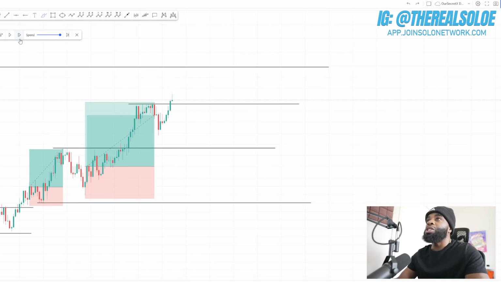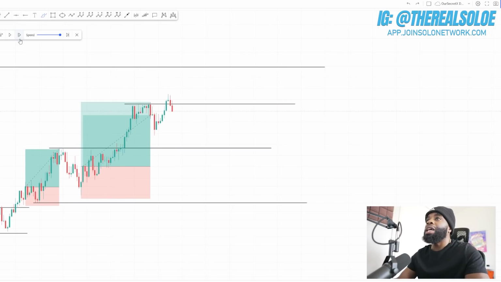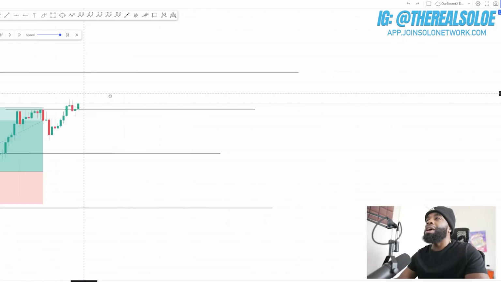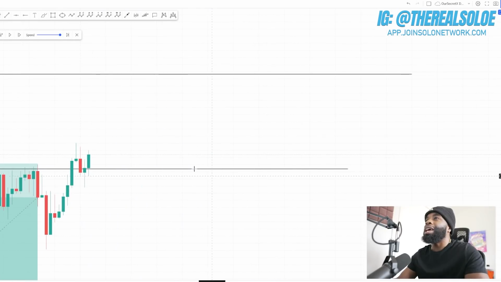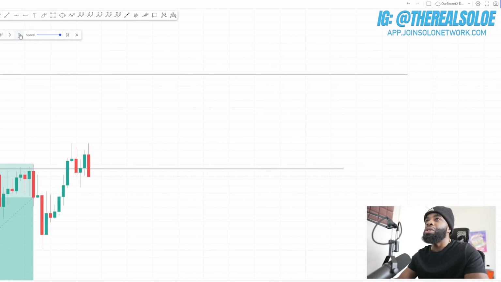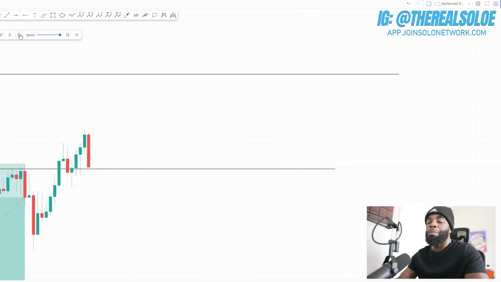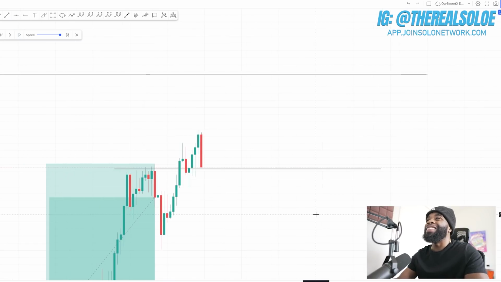So since we broke structure, now I'm waiting on a pullback. It looks like we might not get that pullback that I essentially want to see. This move right here is not what I like to see as far as the candle. Equal wick top, equal bottom. I don't like those moves. And as you see, it looks like it's trying to play out. It might not have played out because of that engulfing candle right there.